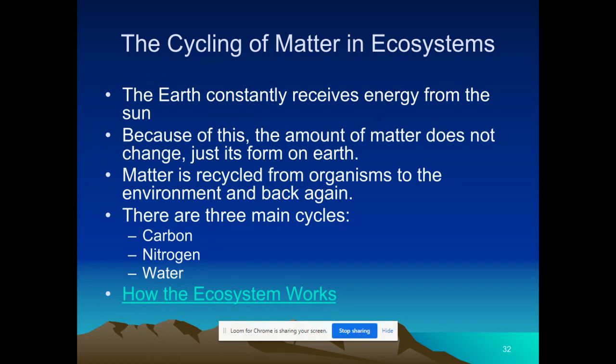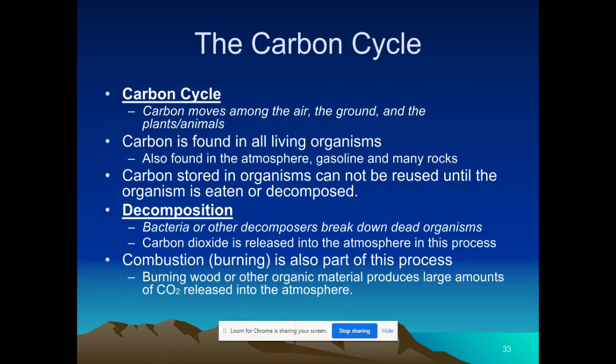Now, water, we've talked about the water cycle. The carbon cycle, you probably haven't. The carbon cycle is how carbon moves among the air, the ground, and the plants and animals. Carbon is found in all living things. It's also found in the atmosphere, in gasoline from our fossil fuels, and in rocks.